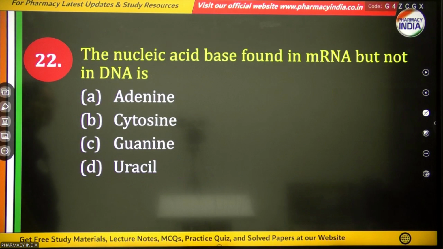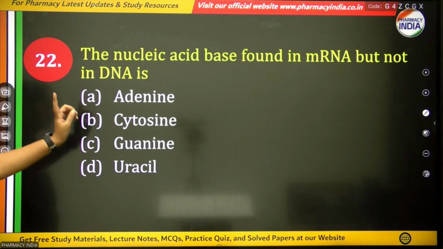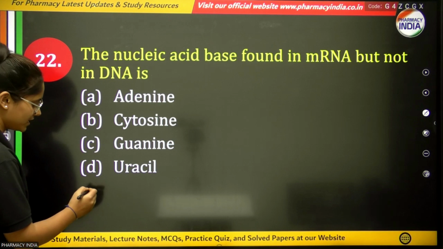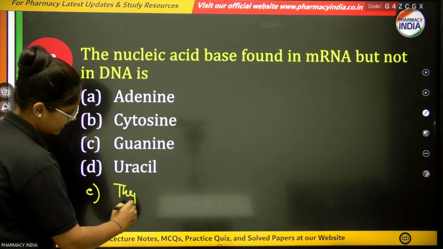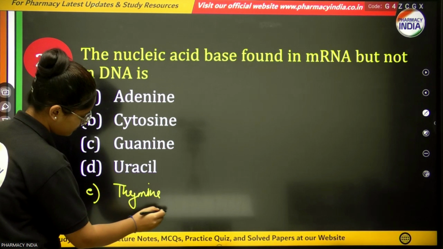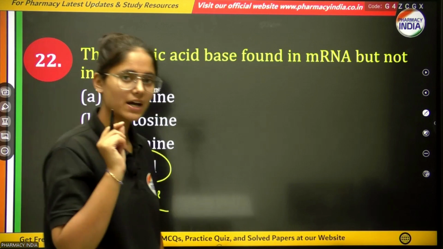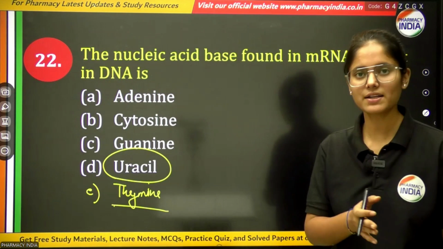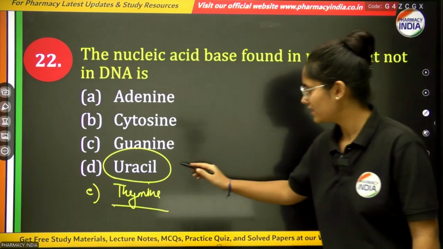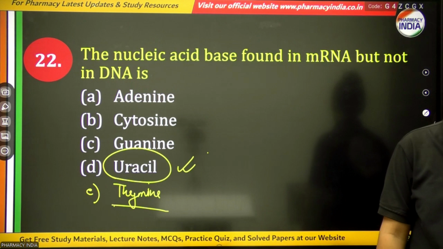Clear? Next question, the nucleic acid base found in mRNA but not in DNA is adenine, cytosine, guanine or uracil. Basically, our body contains 5 types of nitrogenous bases, that is adenine, cytosine, guanine, uracil and thymine. Clear? Out of which uracil is the nitrogenous base that is only found in RNA, either it is mRNA, tRNA or rRNA. So the correct option will be obviously uracil.